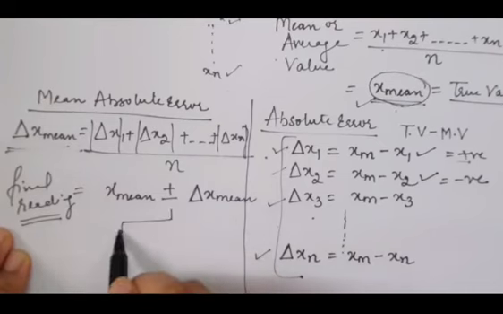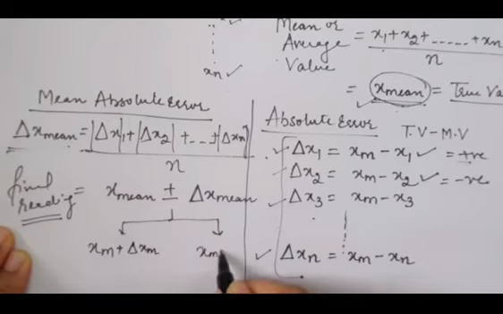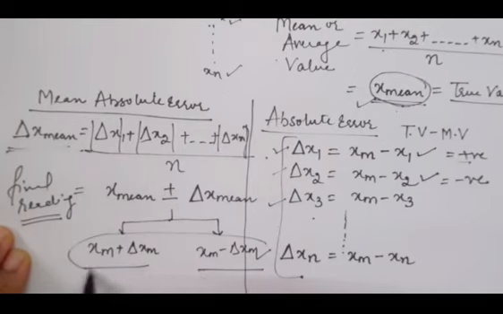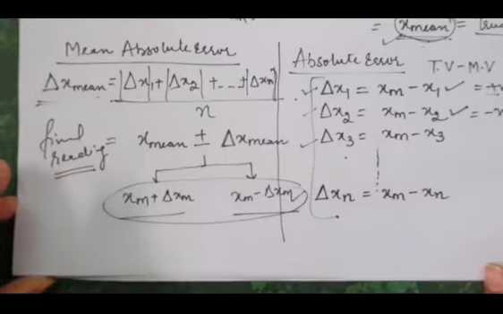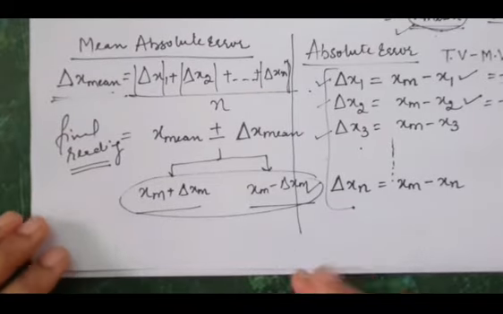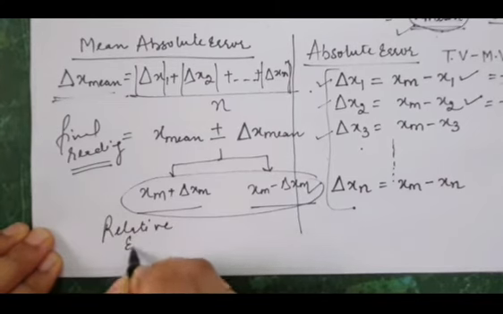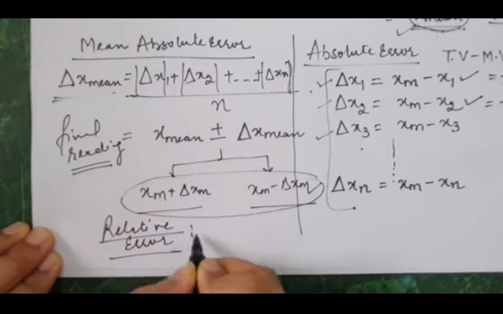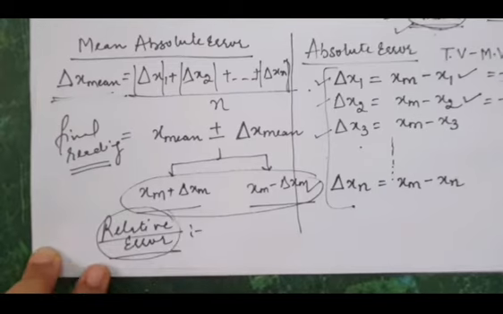So what we can say is that our reading lies between this range, plus and minus, right? That the final value will lie in this range. So this is the mean absolute error. Similarly, we can calculate the relative error and the percentage error also. The relative error is what? The relative error is the comparison. Let's understand this with an example.